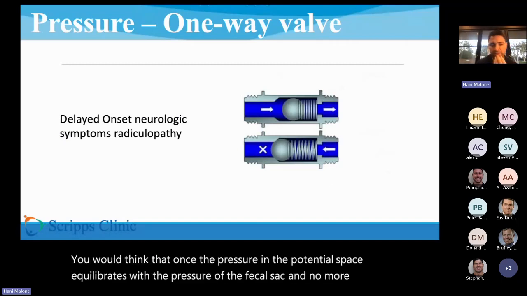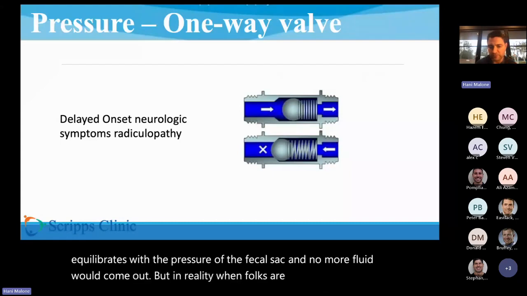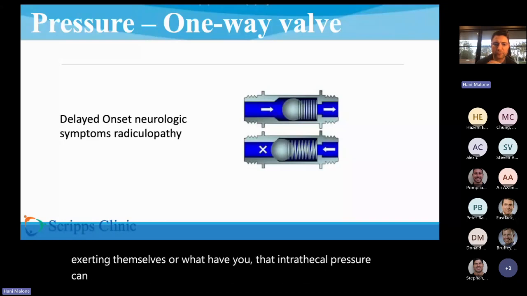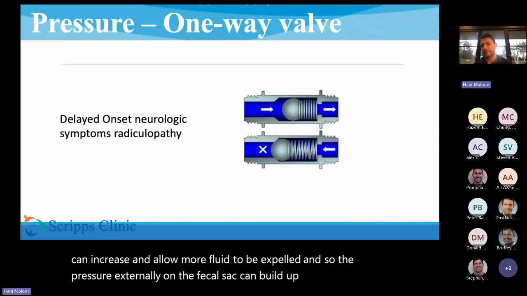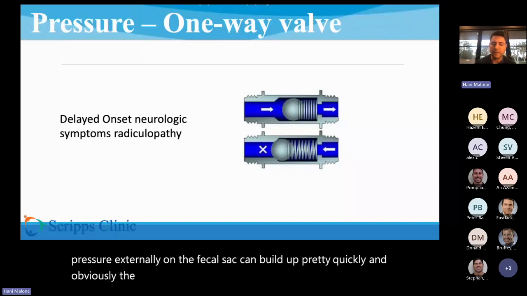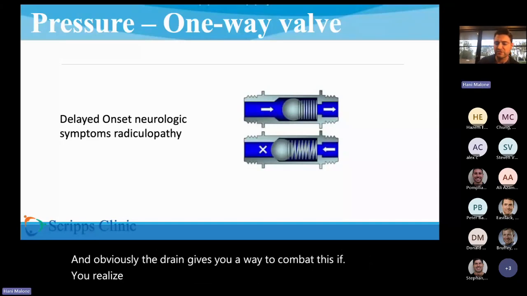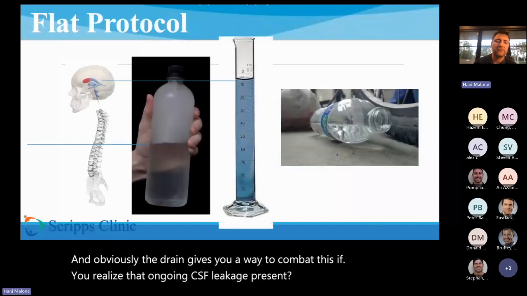But in reality, when folks are valsalvaling or exerting themselves or what have you, that intrathecal pressure can increase and allow more fluid to be expelled. And so the pressure externally on the thecal sac can build up pretty quickly. And obviously, the drain gives you a way to combat this if you realize that an ongoing CSF leakage is present.